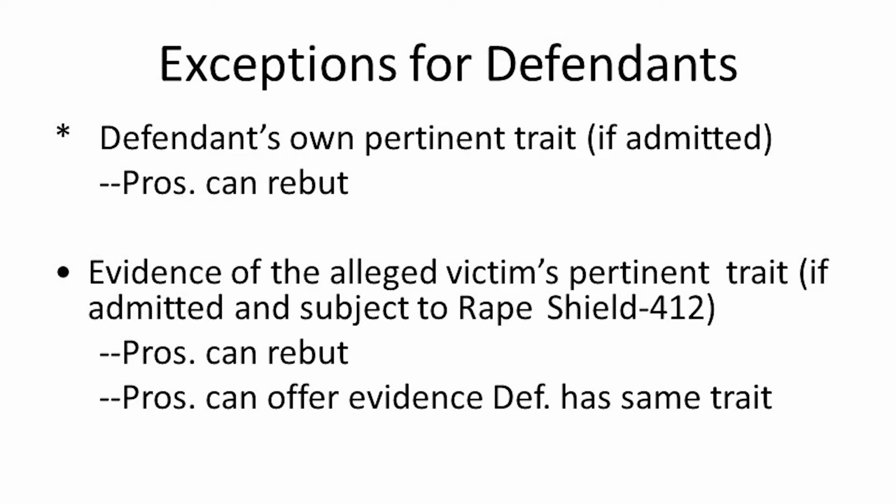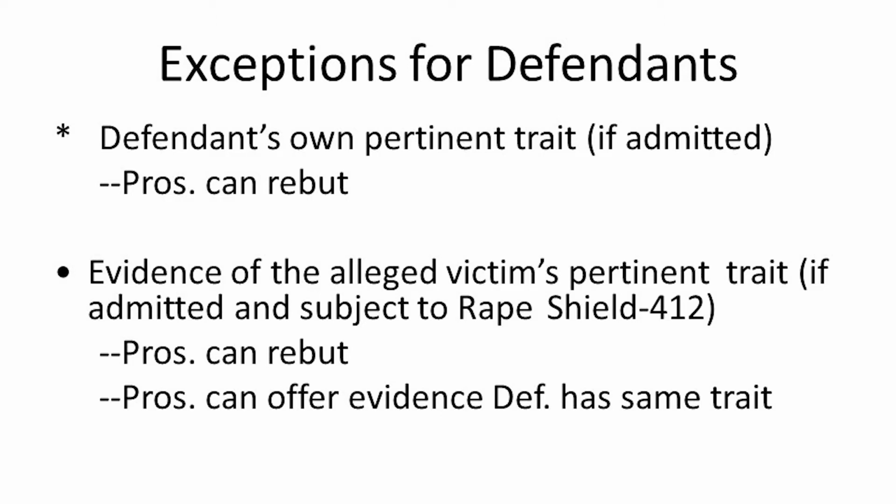So the defendant can, if there's a pertinent trait, a character trait that relates to something, they can admit it if they want to. The problem is, then the prosecutor can rebut that. So they can present evidence to contradict that, to show that that pertinent trait isn't exactly what you say. And then the other one is sort of subject to rape shield, which is that if there's a pertinent trait that relates to the victim and the defendant presents that, subject to the restrictions of rape shield, the prosecution can then come up and rebut it and can actually provide evidence that the defendant himself has the same trait. That's sort of like the, I know you are, but what am I thing, right?